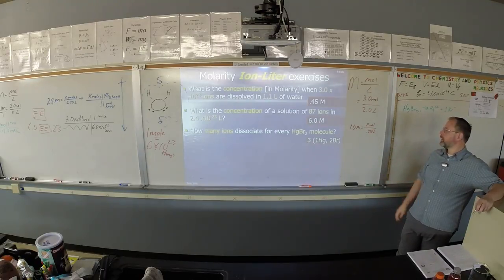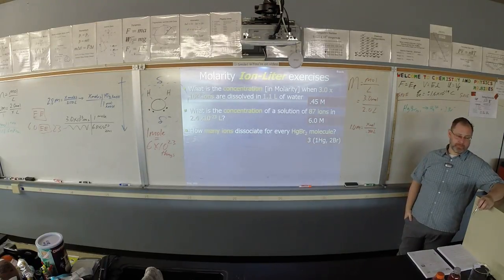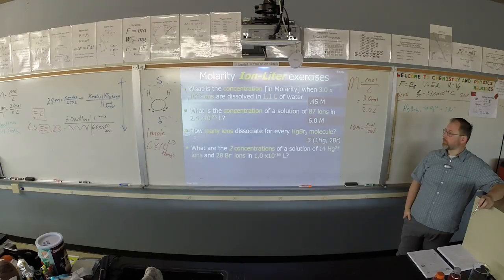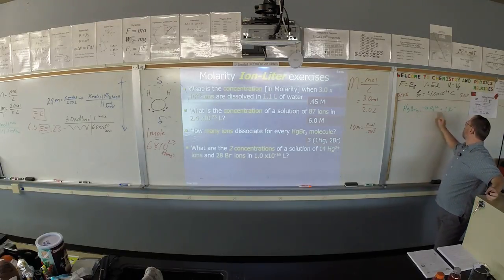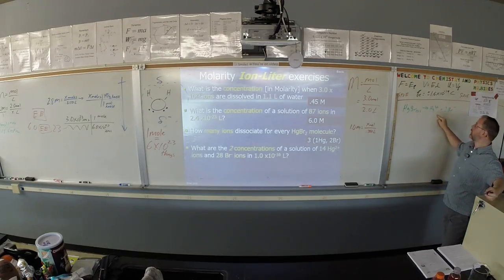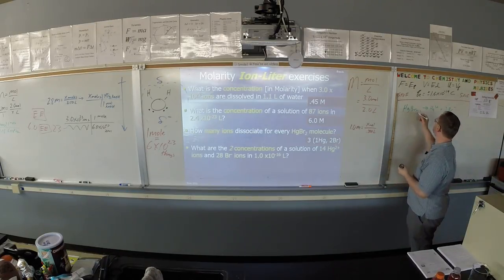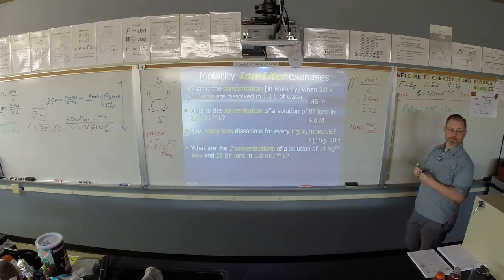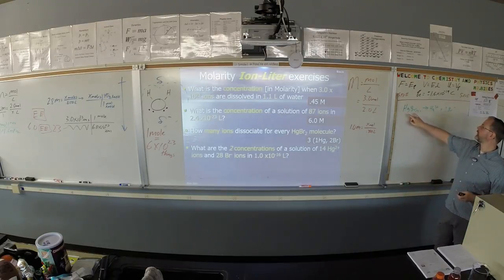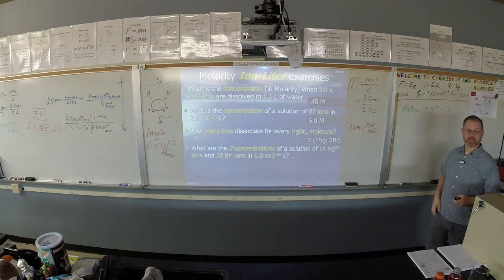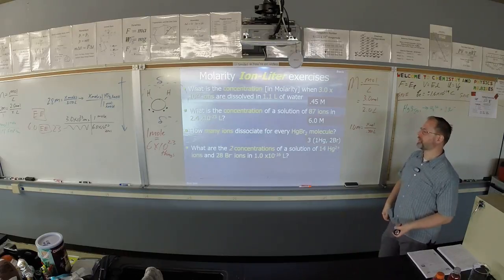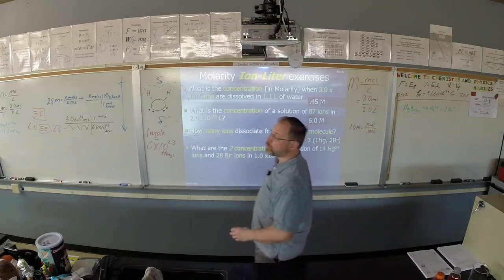So how many ions dissociate for every mercury II bromide? 3. Because there's 1 mercury and 2 bromines. The mercury bromide breaks down into 1 mercury and 2 bromines. So you always write it like that? Yes, please.